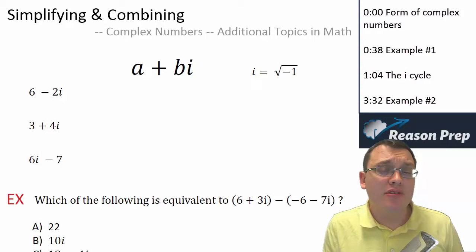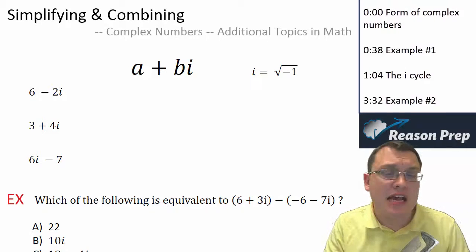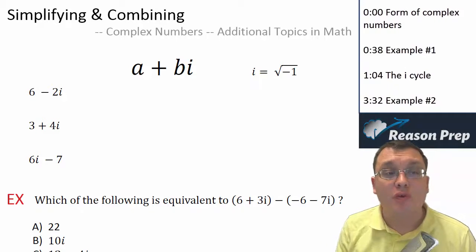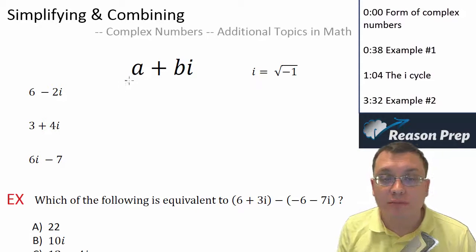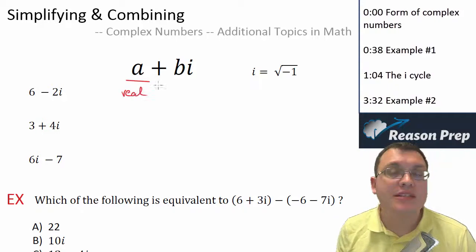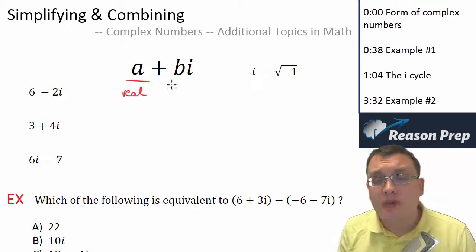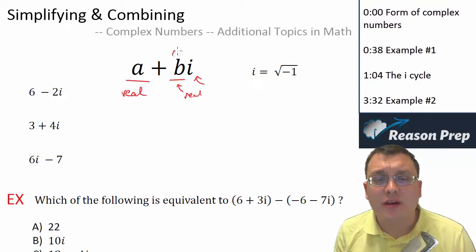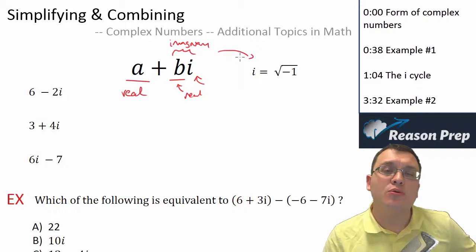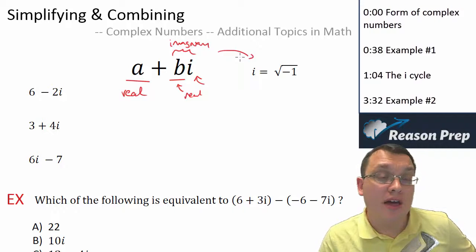Let's talk some about complex numbers. So complex numbers have two parts. They have the real part, which is usually an integer, though it could be a fraction or a decimal. And then we have the imaginary part, which is going to have a real coefficient, but then it's going to have this thing called i. And that's the imaginary number, defined as i equals the square root of -1. And we'll talk more about that in a second.